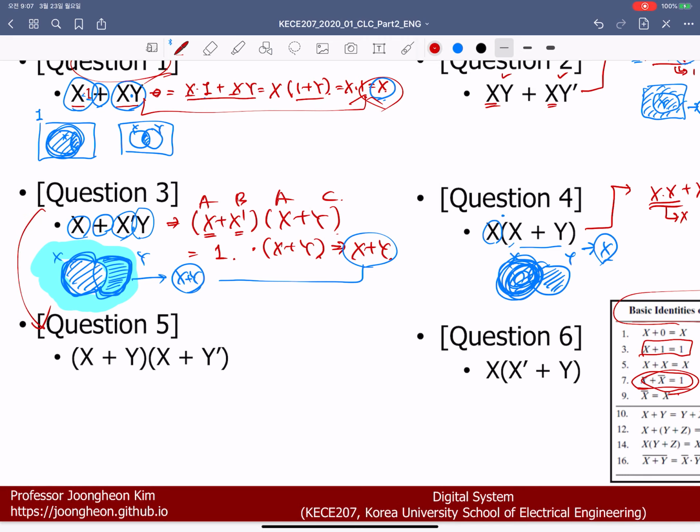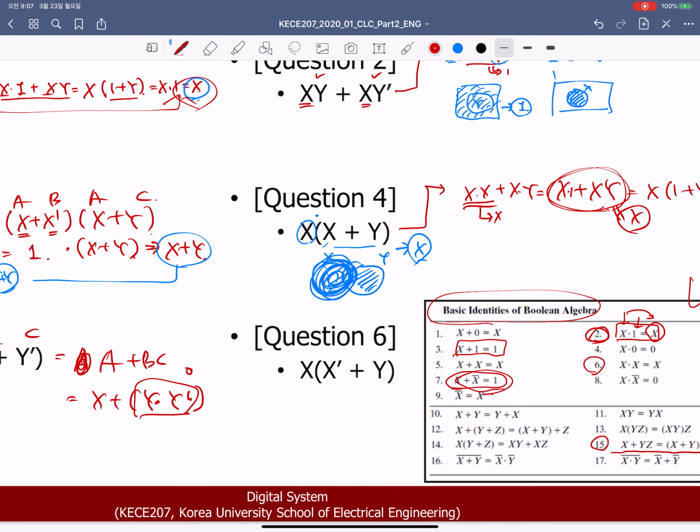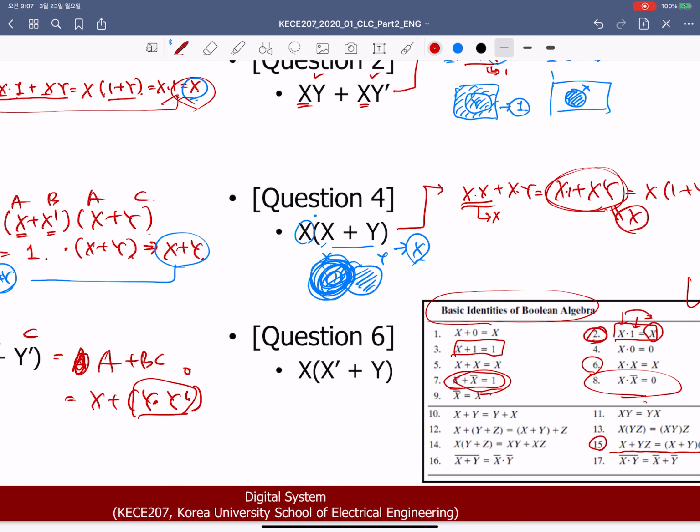So number 5, in number 5, you are using the law which we used in question 3. So in question 3, we use the law just like that. It becomes a plus b, a plus c. So this is a, b, a, c. That's why you can say that this is a plus bc. That's why this becomes x plus y, y dot, right? So then this is 0 by number 8, okay? That's why this becomes x plus 0. That's why this is x.